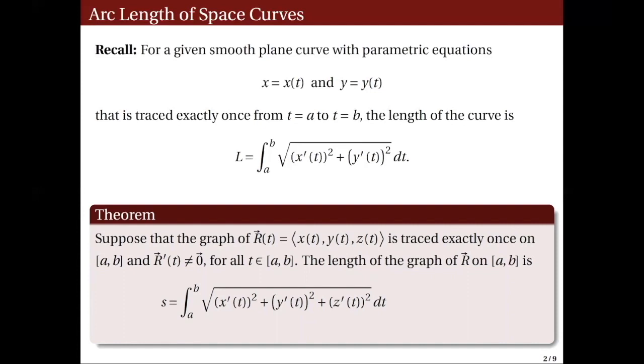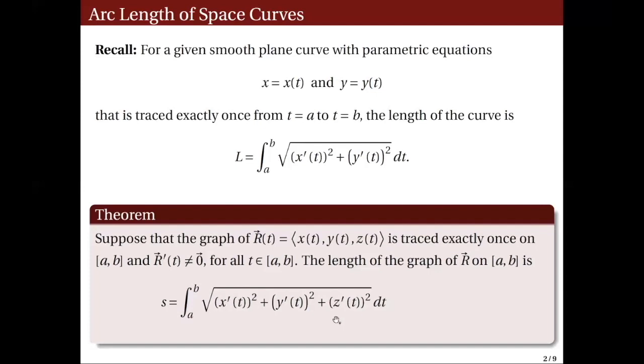This formula can be used only when the curve satisfies the two conditions. Number one, it must be traced exactly once from t equal to a to t equal to b. And number two, it must be smooth anywhere between t equal to a and t equal to b. In the three-dimensional sense, smoothness of a curve is guaranteed by the non-zero value of the derivative r prime of t. And from now on, we will be denoting the arc length by the small letter s.